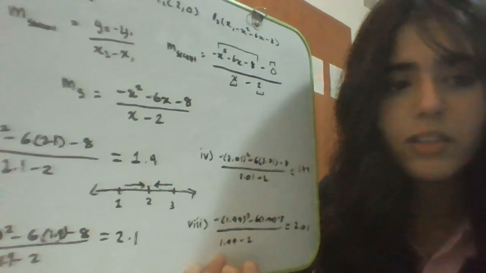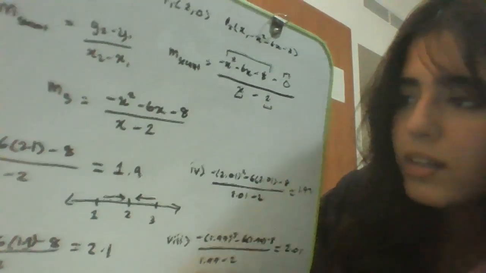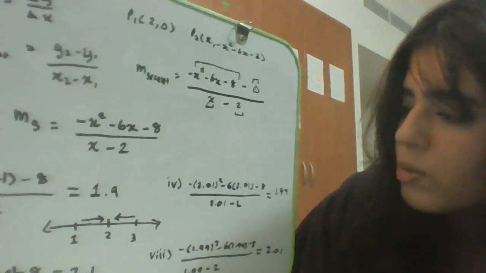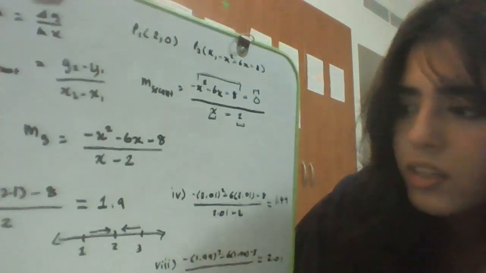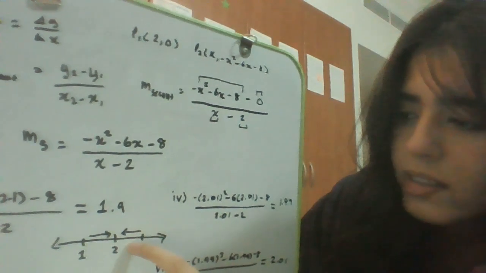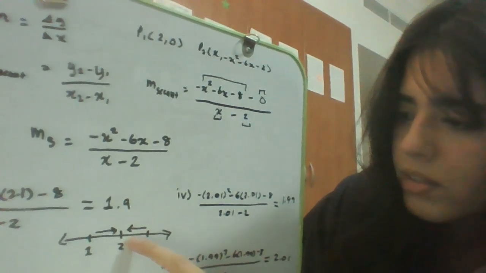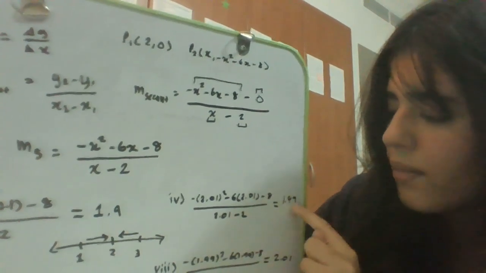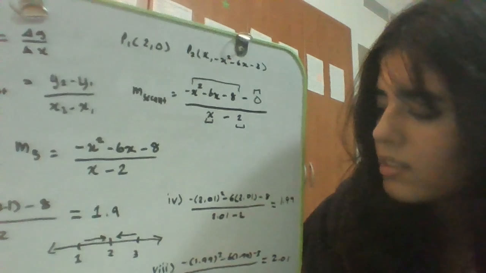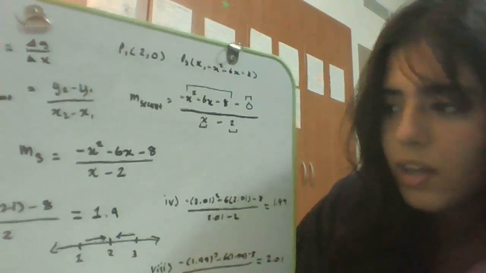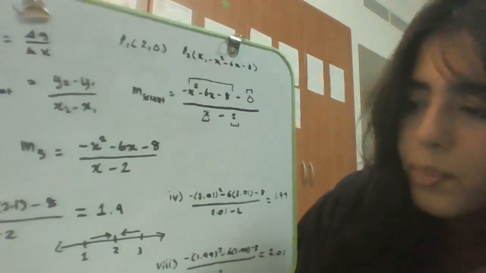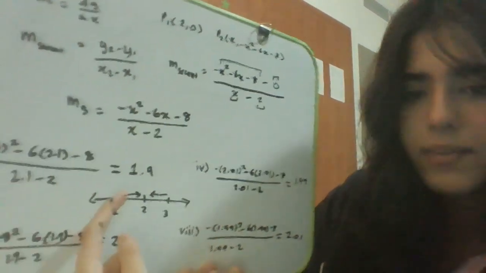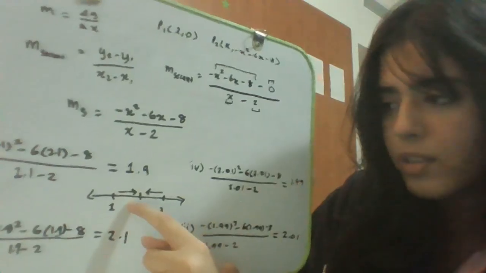Okay guys, I drew a number line so it's better for you to visualize. When you plug in 2.1 and then 2.01 into the equation as x, you can see that as x is approaching 2 from the right side, the y value is also approaching 2. It's getting closer and closer to 2, okay? And then when you plug in 1.9 and then 1.99, it's getting closer and closer to 2 from the left side.